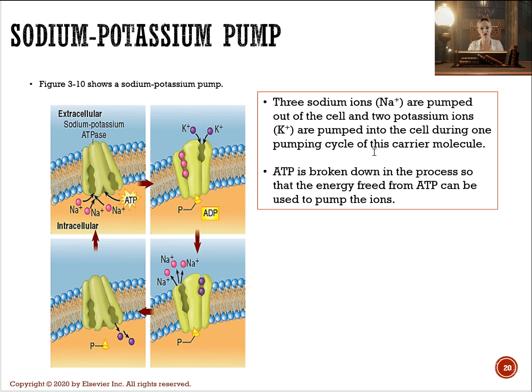So pictures 1 and 2 go together. As sodium goes in, potassium goes the opposite direction. So if we have a sodium-potassium pump, they work opposite. So if sodium goes in, potassium comes out. If potassium goes in, sodium comes out. ATP is broken down in the process so that energy freed from ATP can be used to pump the ions.